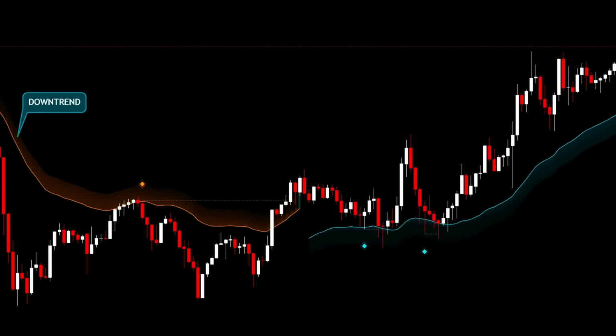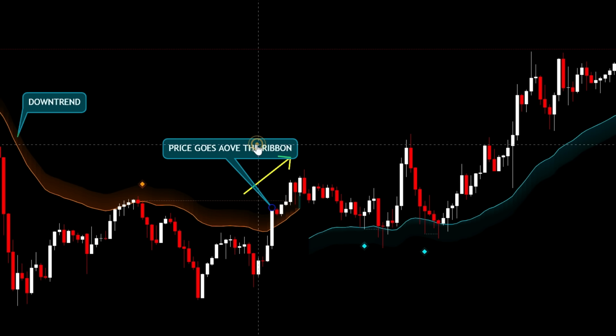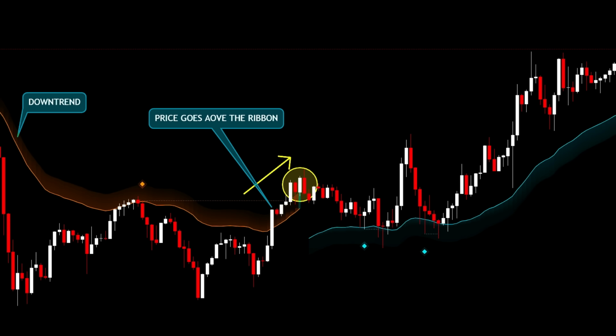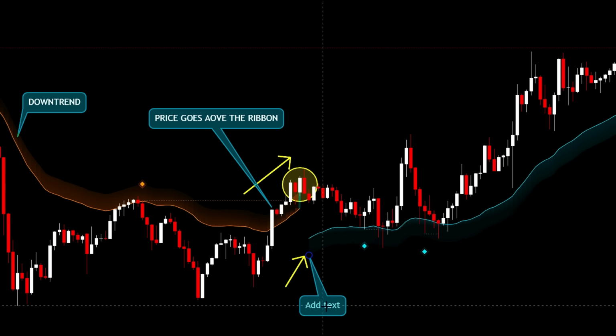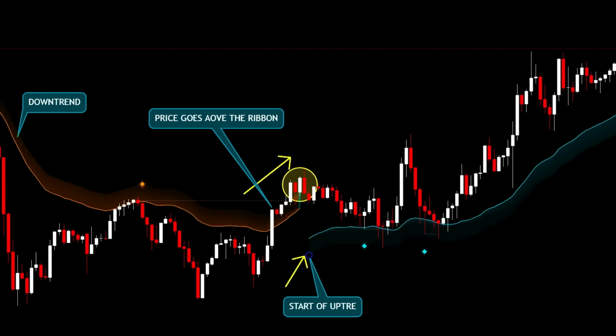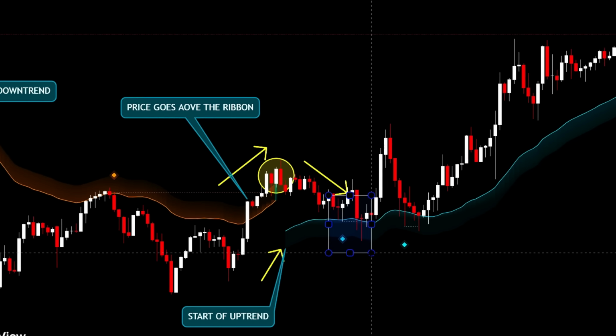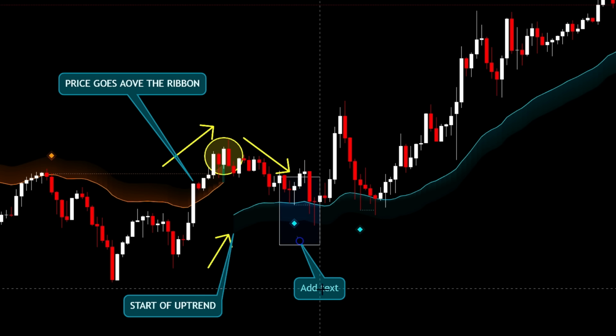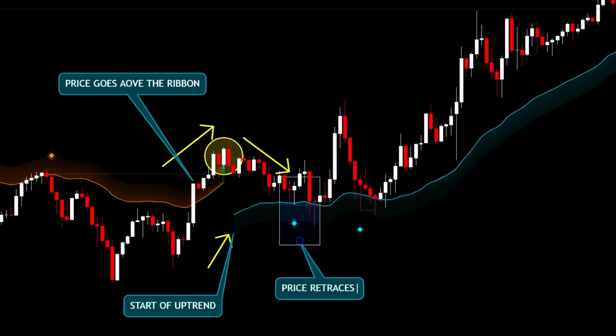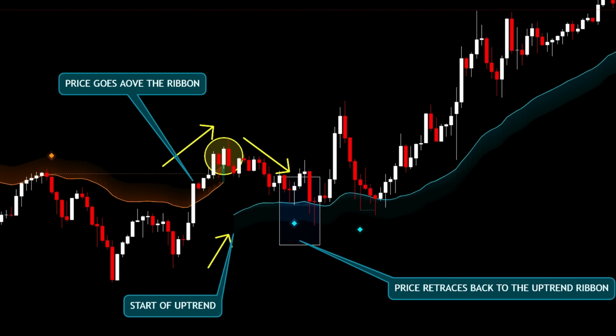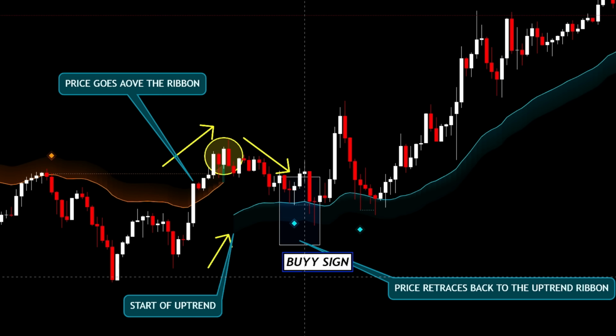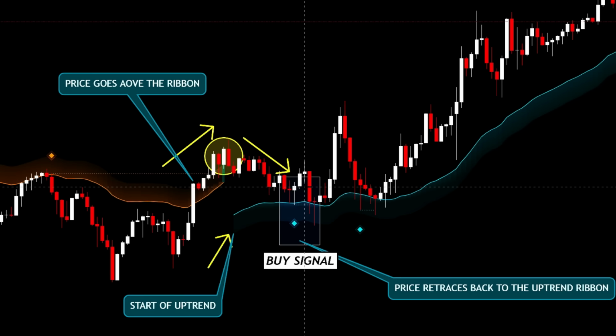And here's the key part. Seeing the color flip is just the beginning. Most traders jump straight into a trade when the cloud changes, but that's a rookie mistake. We wait for the price to retrace back into the cloud. That's where the real opportunity forms. Right at the moment the indicator prints a pullback signal. That's your high probability buy zone. You're entering with structure and confirmation, not chasing a breakout.